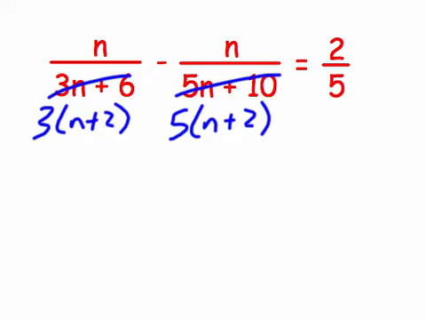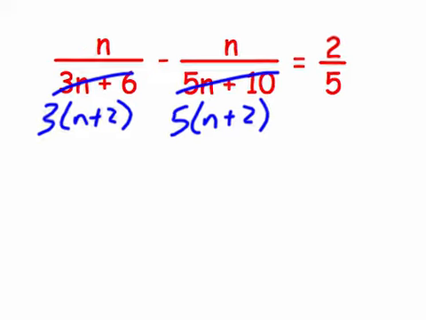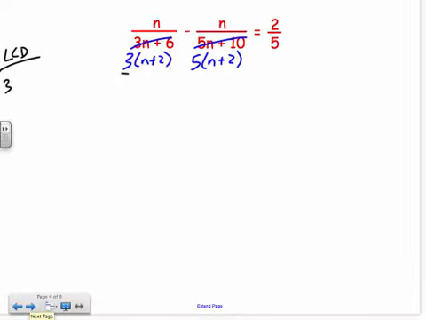So our LCD, our least common denominator, would be, let's see, I got a 3. I got n plus 2's, so n plus 2. And I also have 5's, don't I? So we're multiplying 3 times 5 times n plus 2. And if I simplify that, I got 15 times n plus 2. So that's what we're going to multiply both sides by. And the reason why we do that is because it'll help cancel our denominators.